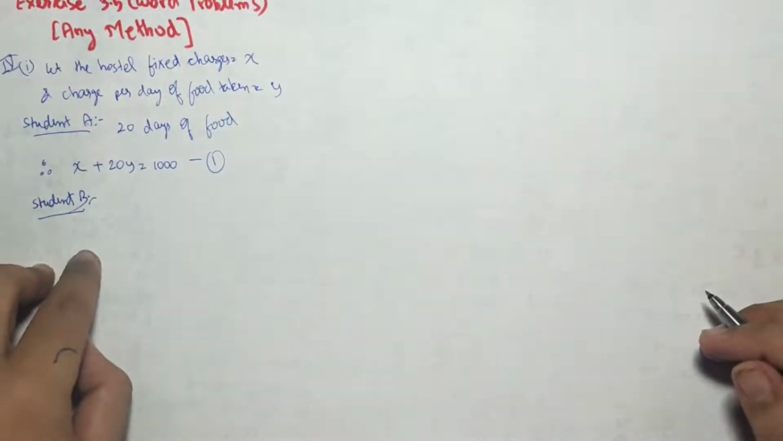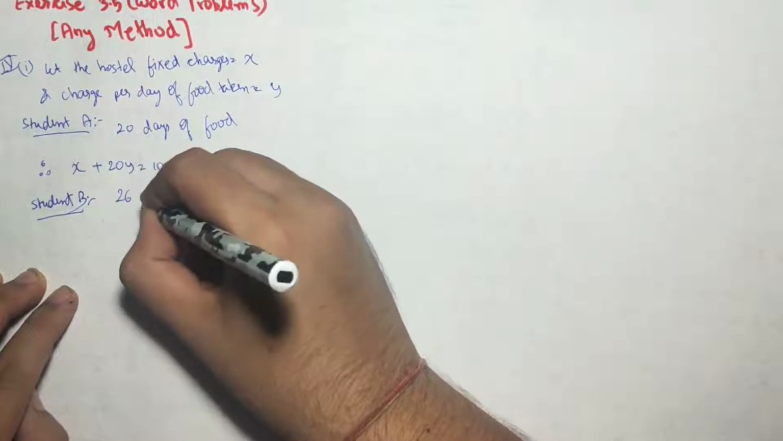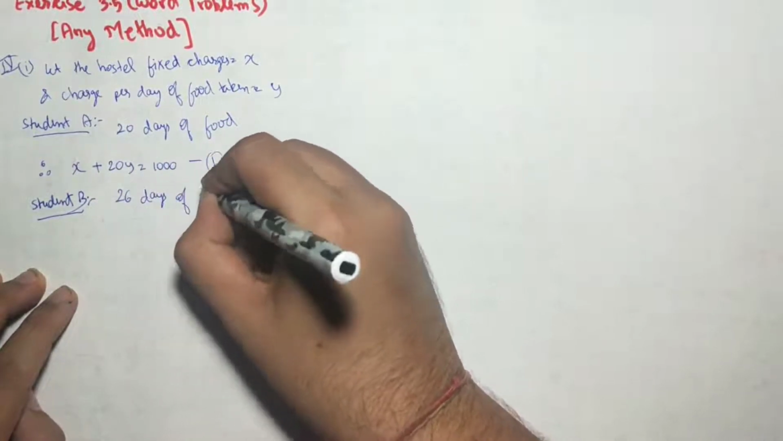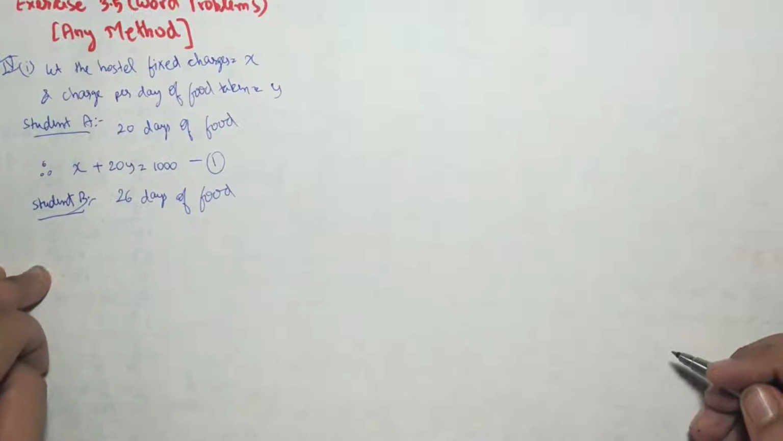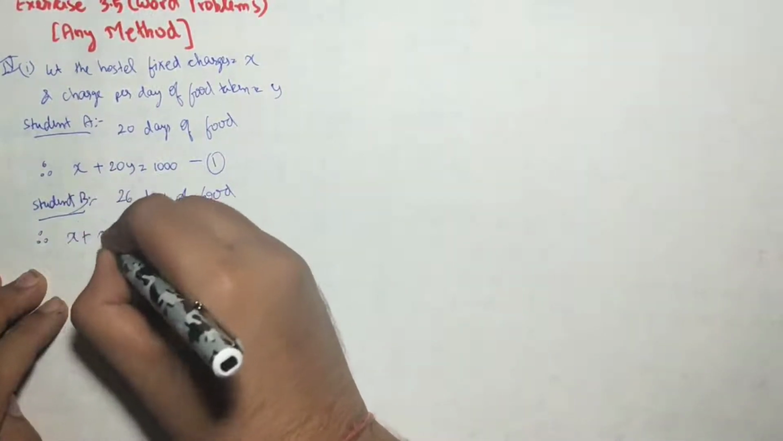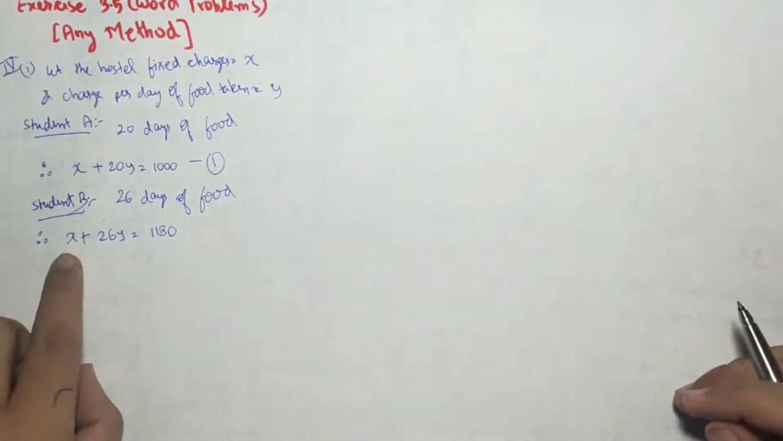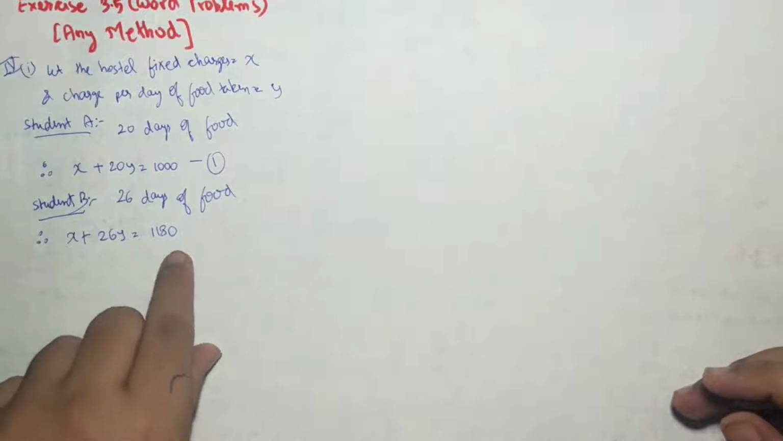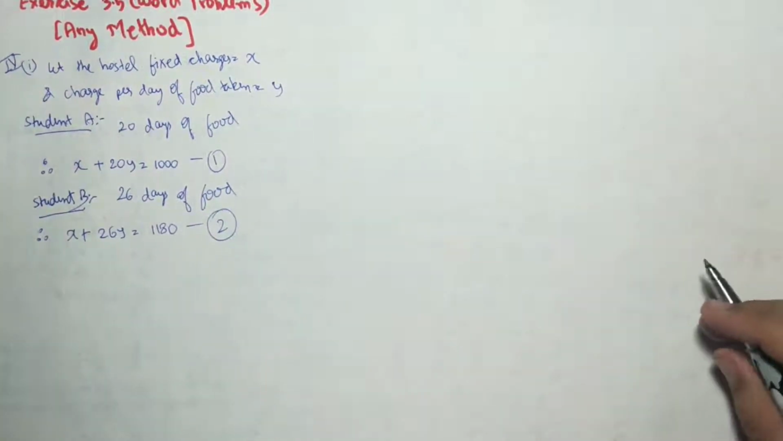For student B, she has taken food for 26 days, and she has paid 1180 rupees as hostel charges. Therefore, X plus 26Y will be equal to 1180. This is my second equation.